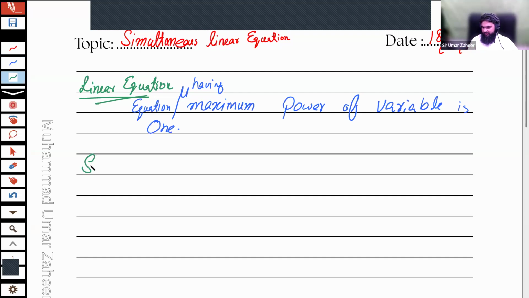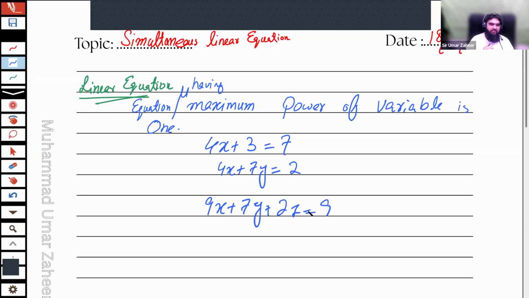Now, for example, you have 4x plus 3 is equal to 7. It is a linear equation. You have 4x plus 7y is equal to 2. It is a linear equation as well because the power of the variable is 1. You have 9x plus 7y plus 2z is equal to 9. This is also a linear equation because the maximum power of the variable is 1. This is the linear equation in one variable.